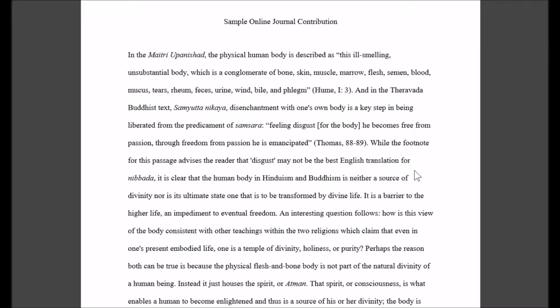All right, let's continue. While the footnote for this passage, in other words, the one that she just quoted, advises the reader that disgust, and that appeared here. Okay, so she is mentioning the word disgust. She's not using the word disgust. So that's why the single quotes are appropriate. She's mentioning the word. While the footnote for this passage advises the reader that disgust may not be the best English translation for nibbada, it is clear that the human body in Hinduism and Buddhism is neither a source of divinity, nor is its ultimate state one that is to be transformed by divine life. Wow, that's a lot packed into a sentence.